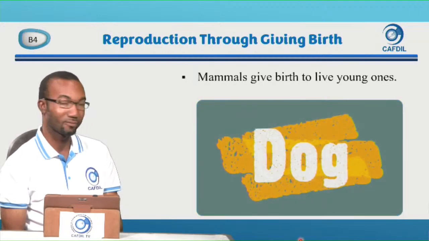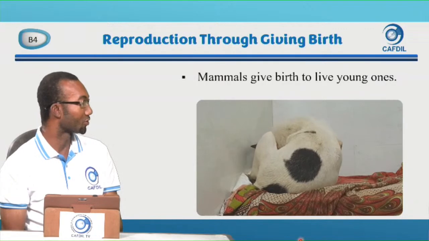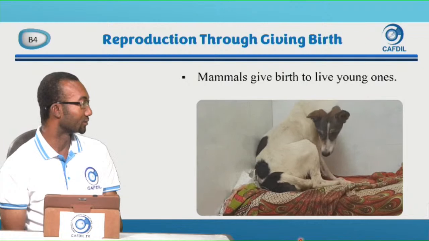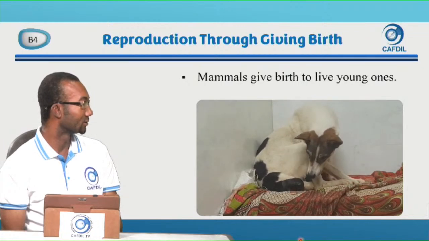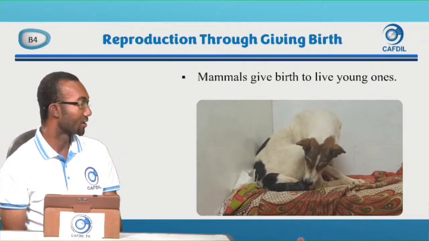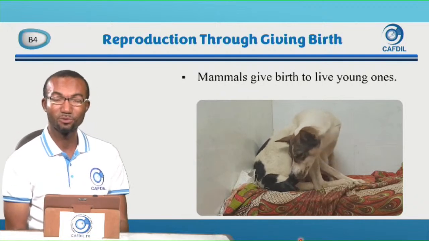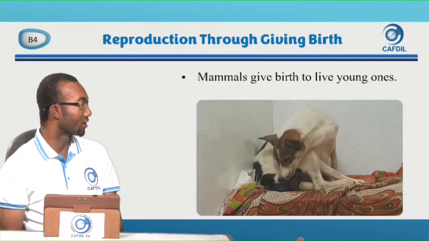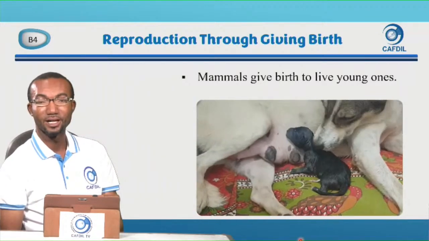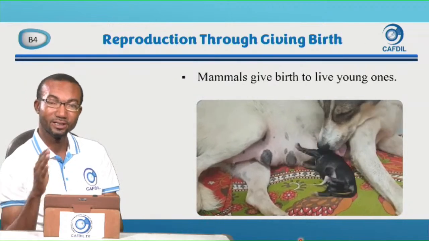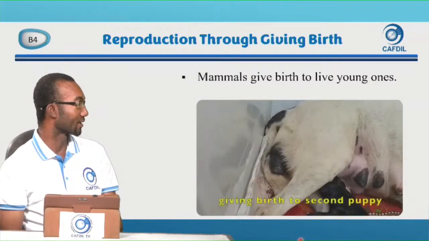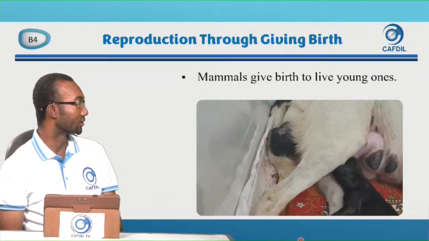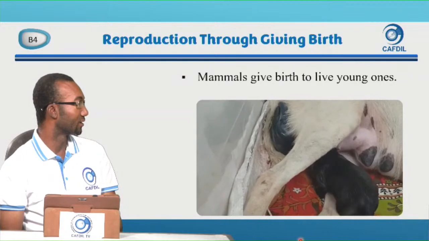We have dog. Dogs too also give birth. So let's look at this dog. Also giving birth to one. If you have dogs at home, cats at home, you see that they also give birth from time to time. Because they can't bath their young ones, they lick them with their tongue. It's giving birth to a second puppy. You see it coming.